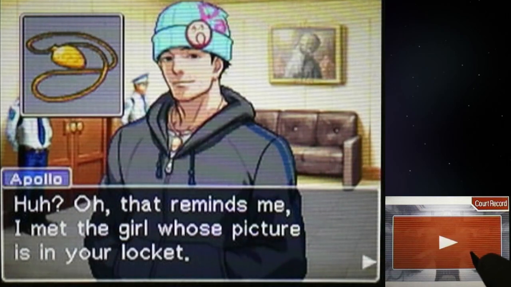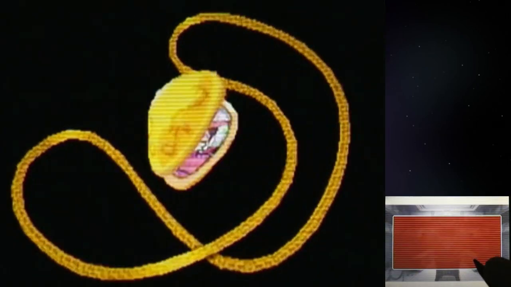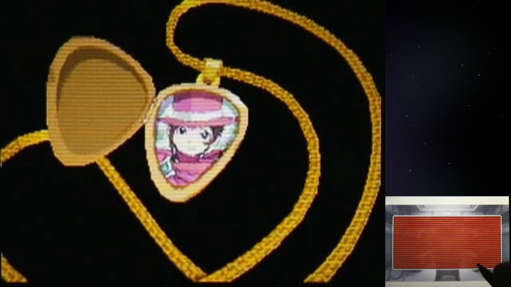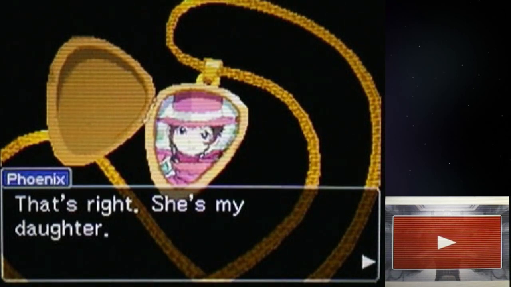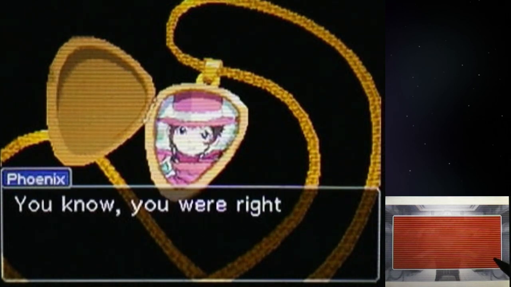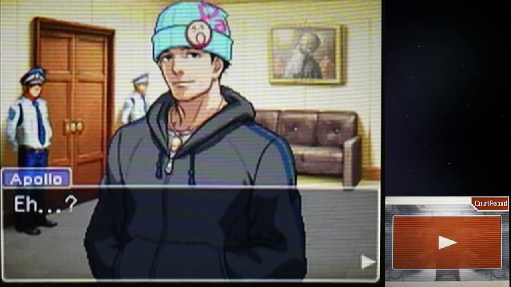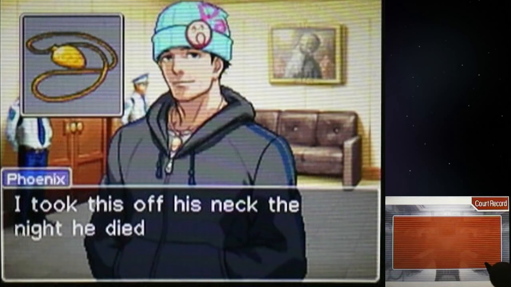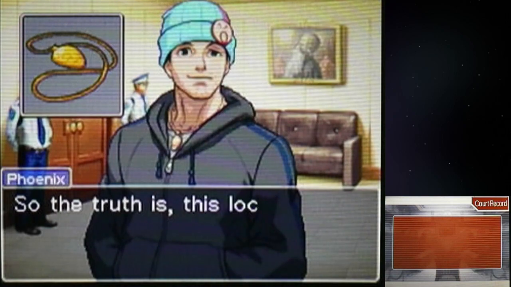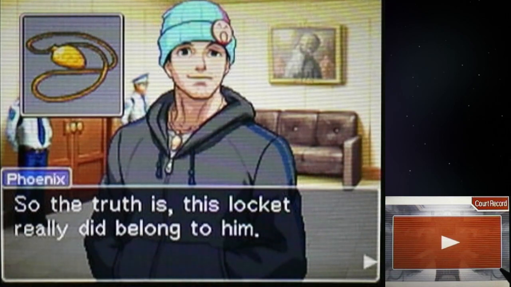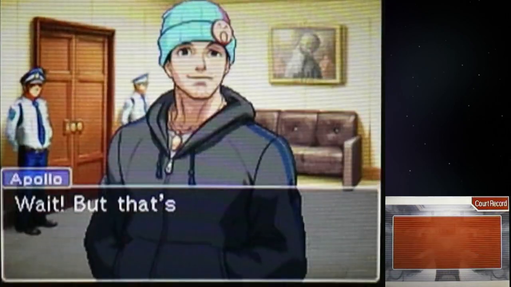I met the girl whose picture is in your locket. Your daughter, right? That's right, she's my daughter. You know, you were right about this locket. Eh? I took this off his neck the night he died. But it looks like our dear Russian scam artist saw me. So the truth is, this locket really did belong to him.